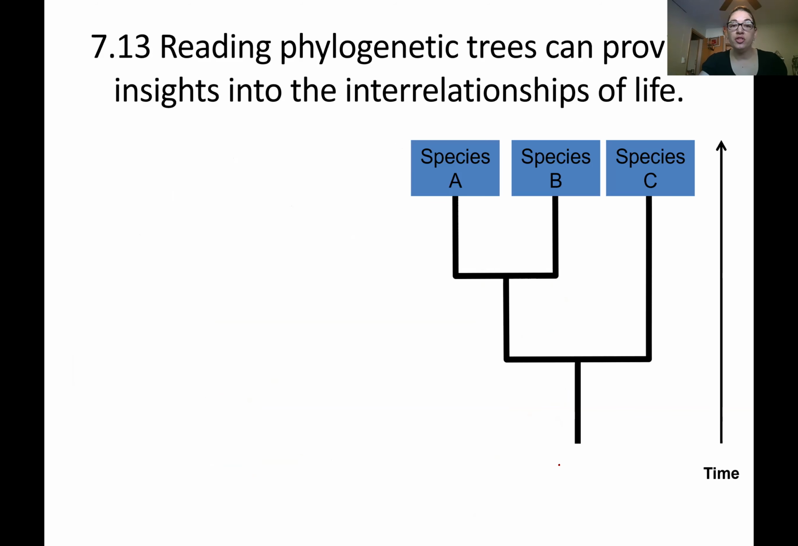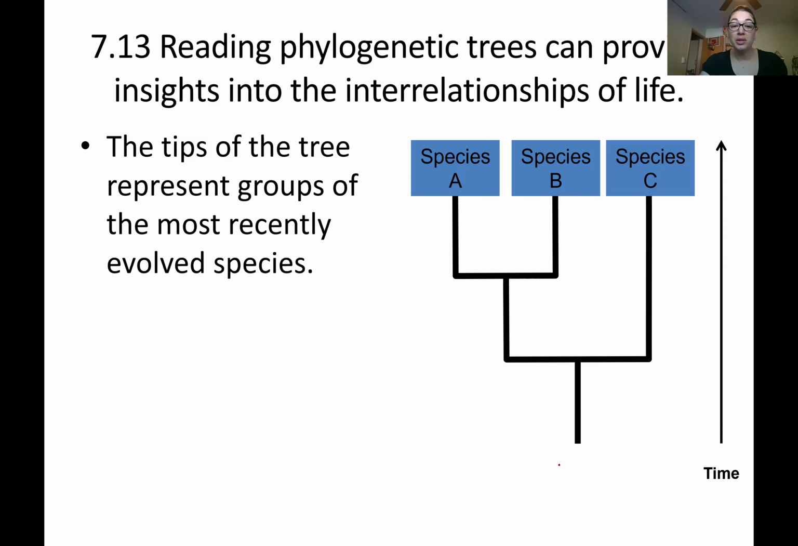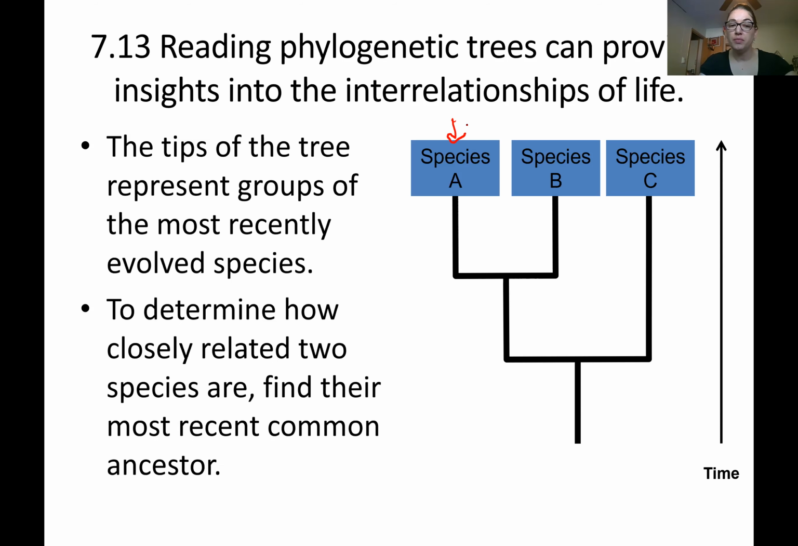Okay, so reading phylogenetic trees can give us insights into the relatedness. So the tips of the tree up here represent groups that are most recently evolved. And to determine how closely related two species are, we look at where their most common ancestor is. So you did that absolutely right, William. So in this example here, species A and B, their most recent common ancestor is right here. So they are more closely related to each other than, say, A and C, because A and C, their most recent common ancestor is way back here in time.